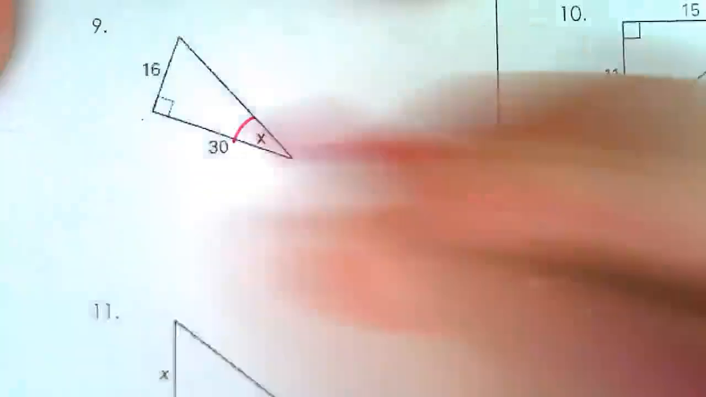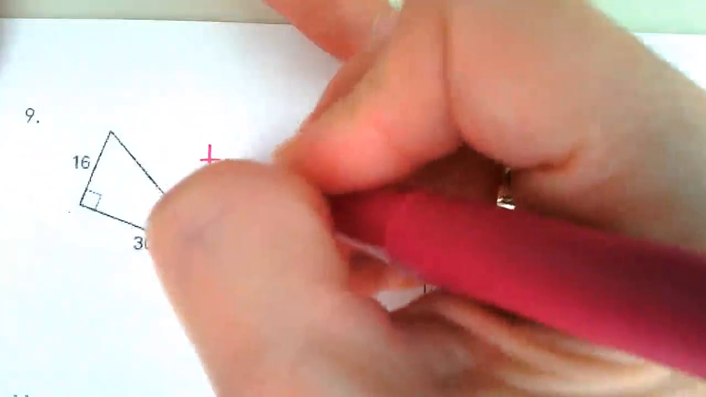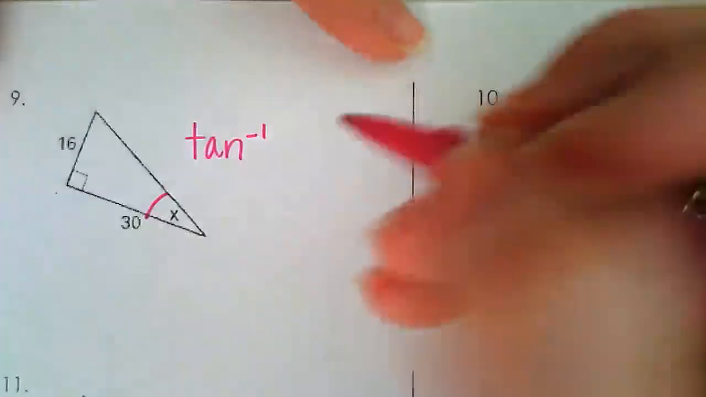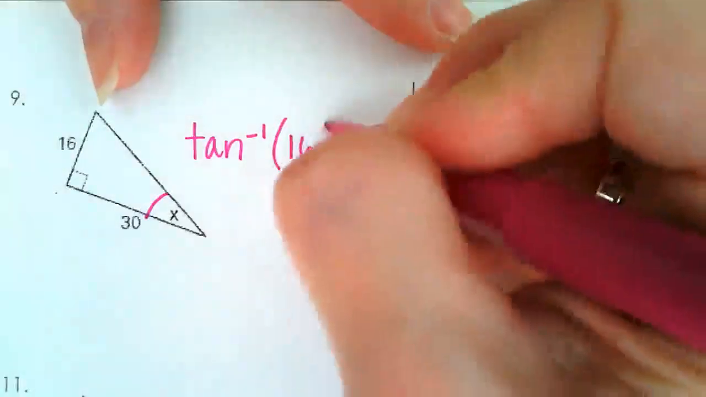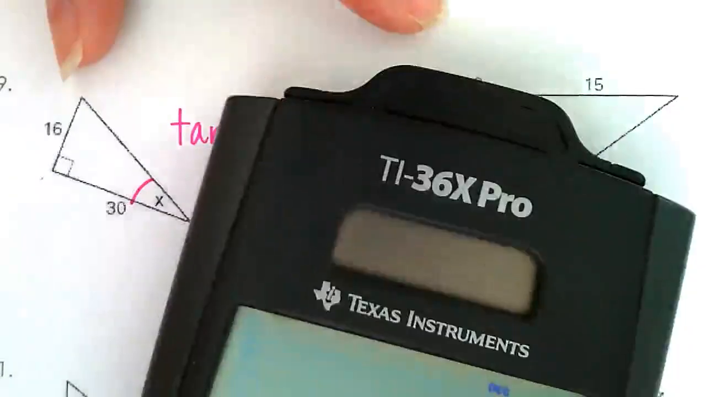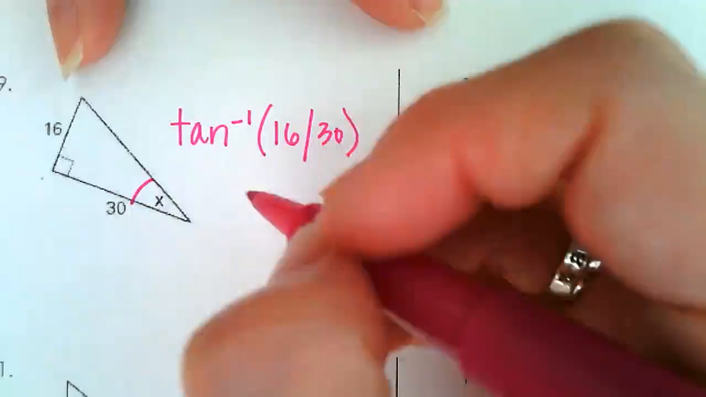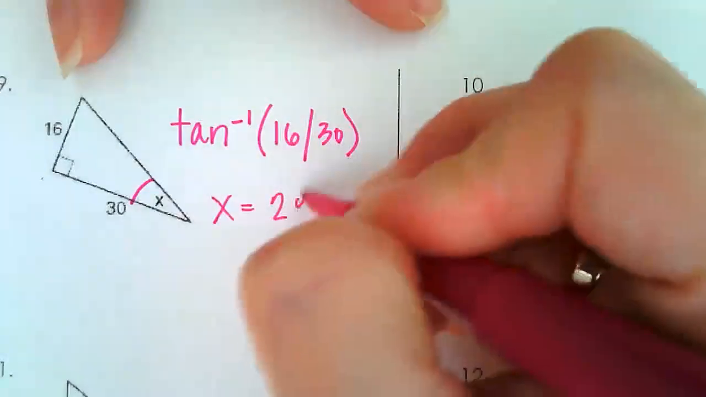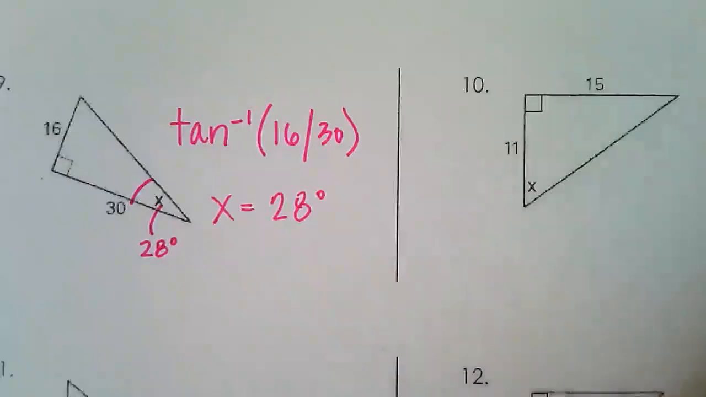All right, next up. I don't know this angle, but it looks like we know opposite and adjacent, so that means tangent. I need opposite over adjacent in the calculator. So the inverse tangent of 16 over 30 is 28 degrees. So x is 28 degrees.